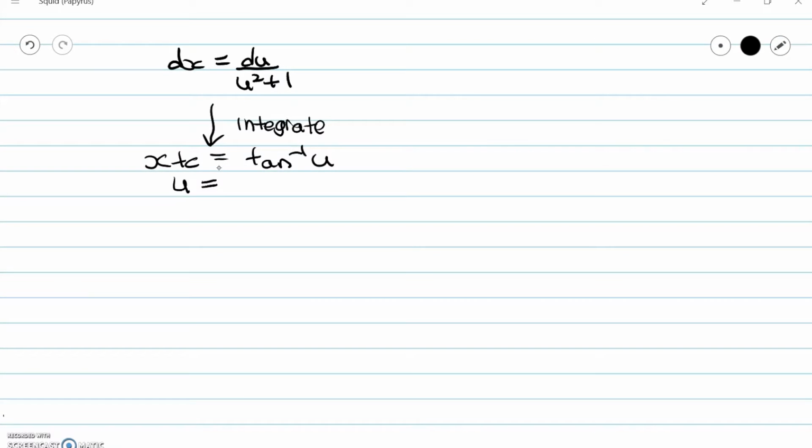We then solve for u. u equals tangent of x plus c. For the last step, I plug in the original term, which is u equals y plus x plus a.